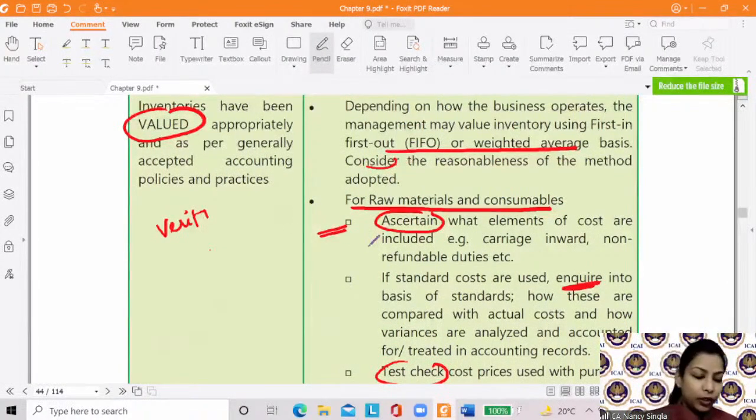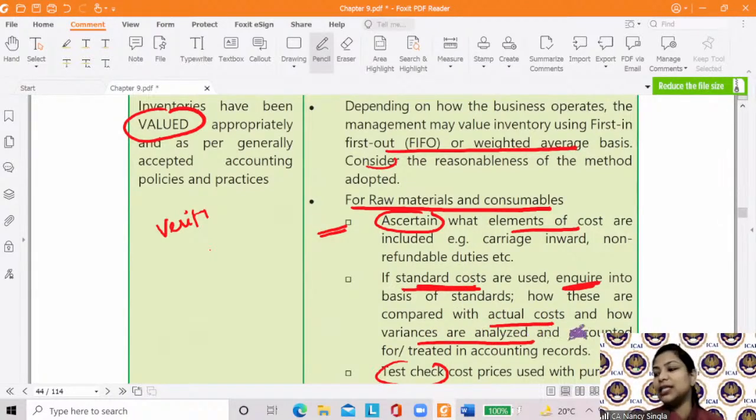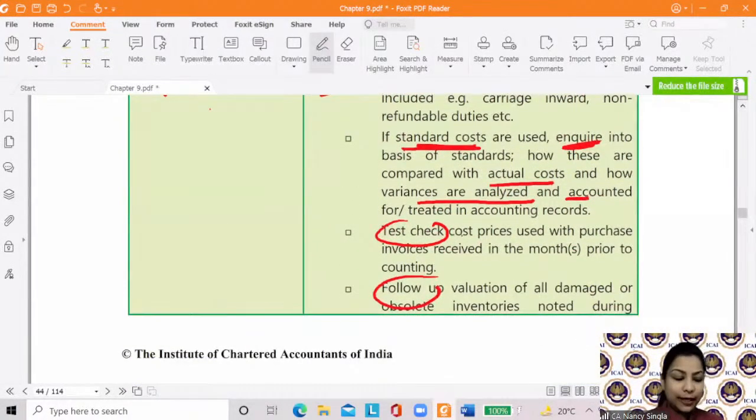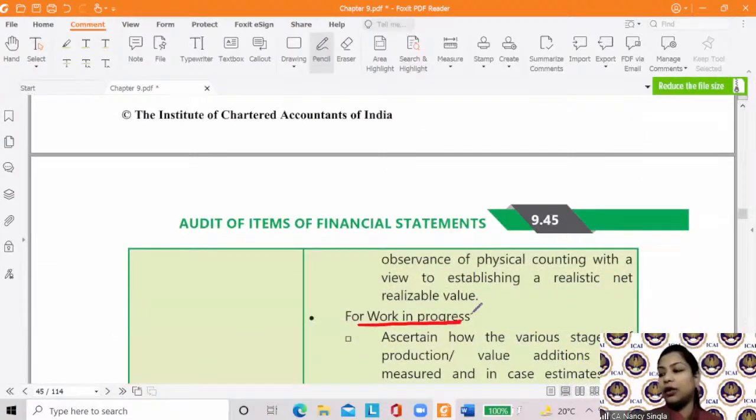So for raw material, what will the auditor see? What are the elements of cost? What all has been included in the cost? If standard cost is being used, what is the basis of calculating standard cost? Compare it with the actuals, and if there are any variances, analyze them and see whether the same has been accounted for in the accounting records. Then see the cost price of the raw material by looking at the invoices. Then with respect to damaged and obsolete inventory of raw material, the realistic realizable value should be taken into account.